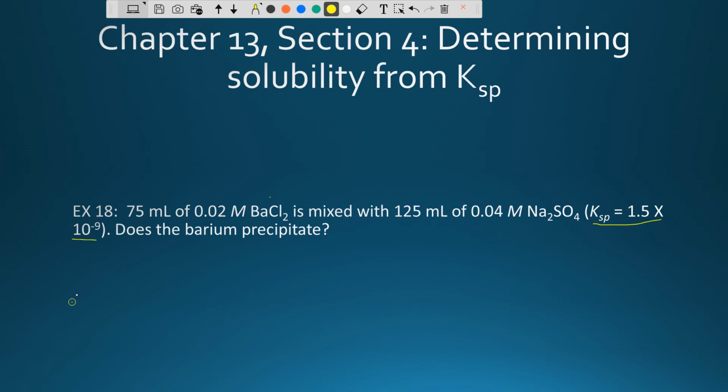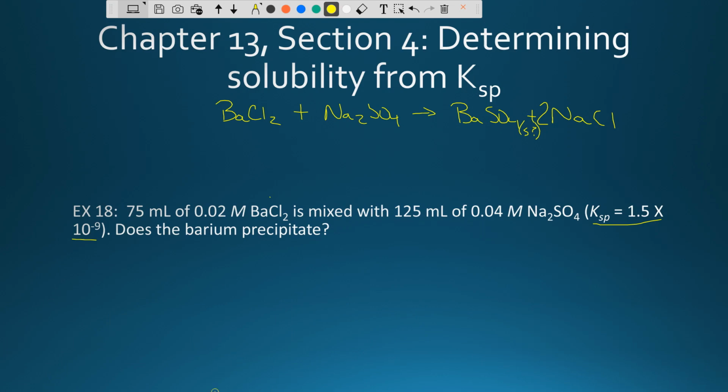So that means that I have to start with a balanced equation. I have my barium chloride. I'm going to be mixing that with my sodium sulfate. Now my products are going to end up being barium sulfate and sodium chloride. If I was balancing it, I'd need two of these. The question is, is this going to precipitate? Is that going to make a solid? So I have to figure out how much barium I have in the first place, how much sulfate I have in the first place, to see if it's going to be precipitating.